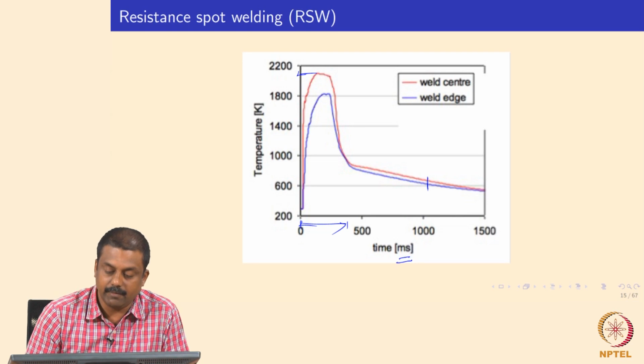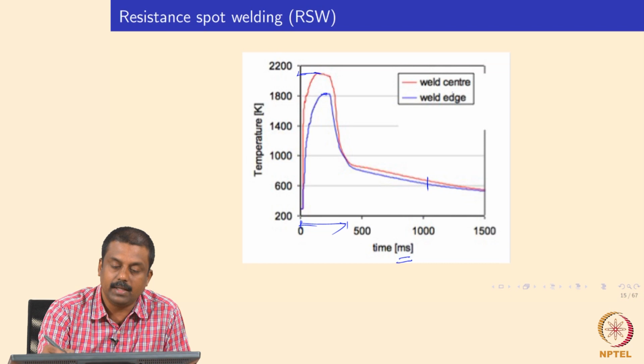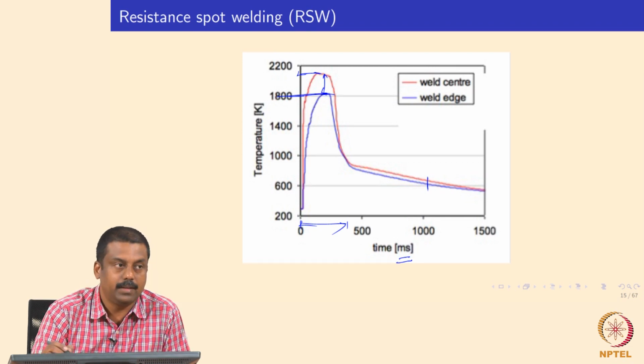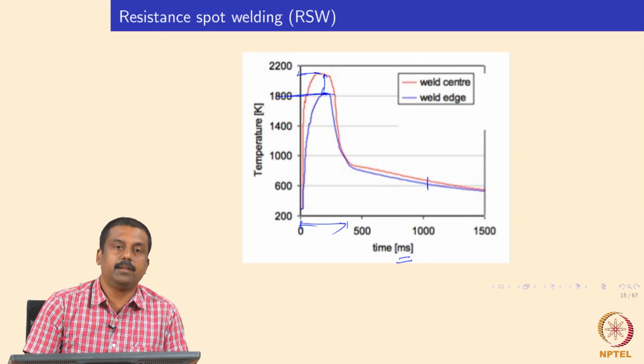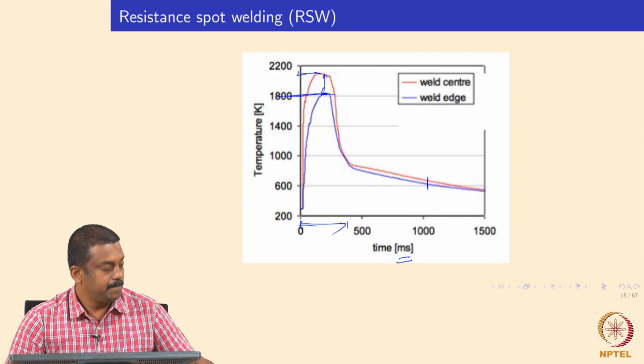In this case, it is even higher. We are cooling both regions. If you look at the melting point over here, you have a completely molten region between the weld center and weld edge, and both of them are cooled at the same cooling rates during cooling. So these are the typical weld thermal cycles we see during resistance spot welding.